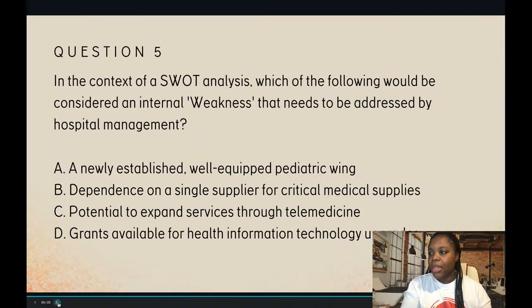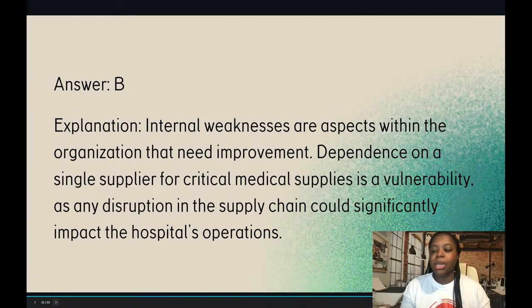We like that. And our last question here: in the context of a SWOT analysis, which of the following would be considered an internal weakness that needs to be addressed by hospital management? Internal weakness. Hopefully it just shoots right at you, and that's how you want it to be on your test day. The answer just sticks out to you like a sore thumb. Everyone got it right. The answer was B as in boy.